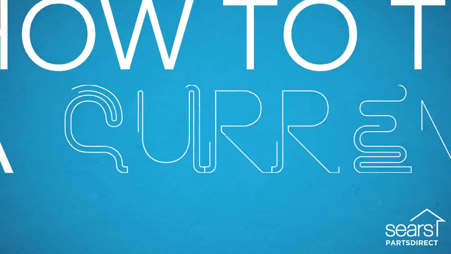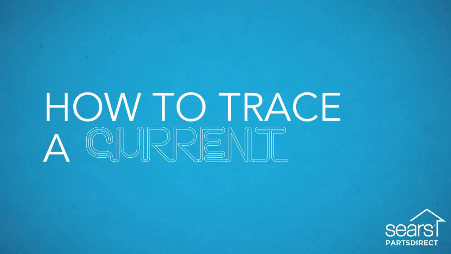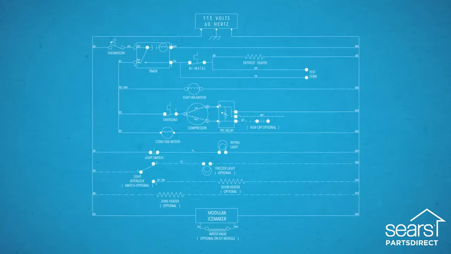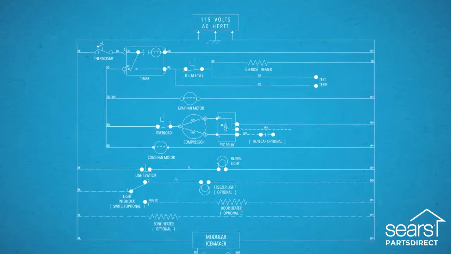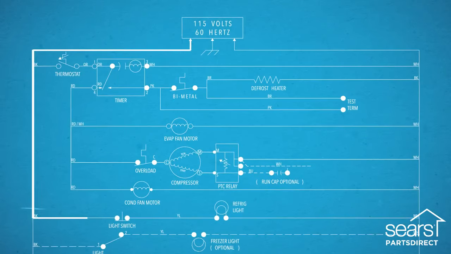Here's how to use a wiring schematic to trace a current to find the cause of an appliance problem. Let's look at an actual circuit on a wiring schematic. Here's the circuit that runs through the refrigerator light bulb.